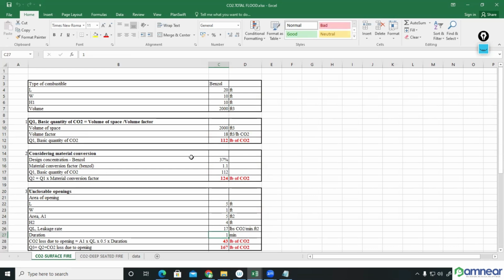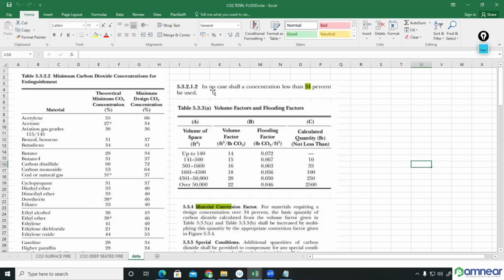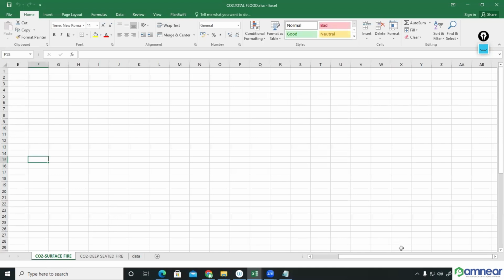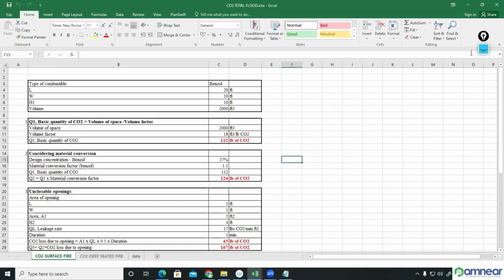For example, normally in a server room we can use it, or any fuel area you can use this one. For example, there is a minimum design concentration of carbon dioxide. In no case shall a concentration less than 34% be used. That's why, if you are designing a server room or a data center room, you can use 34% concentration and design accordingly.